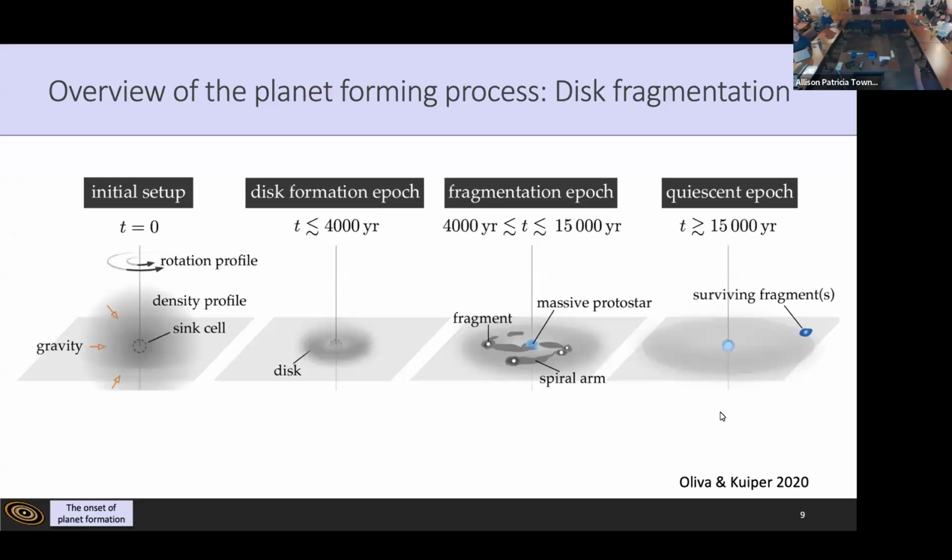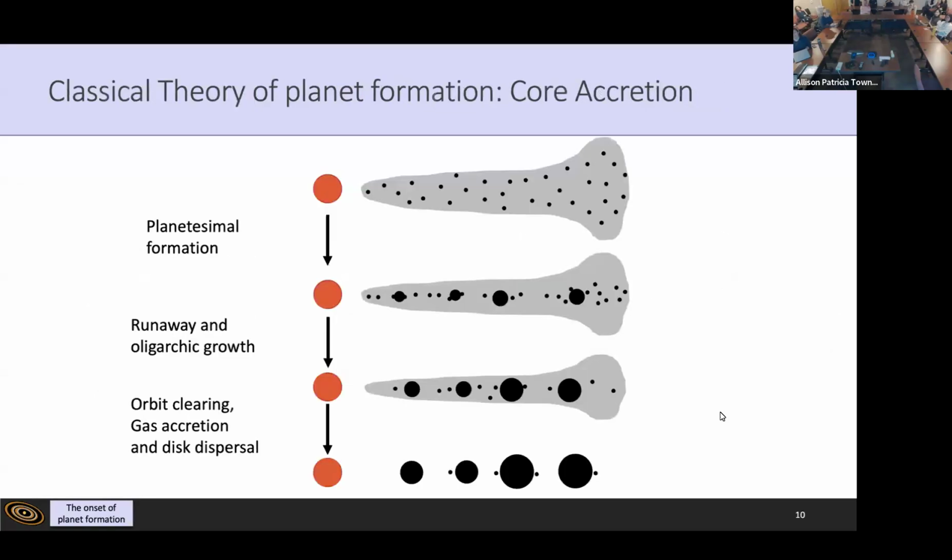This class of models is known as disk fragmentation, and they form the planets from top down. The other group of models forms the planets from bottom up. You start with small dust grains. These dust grains will coagulate and form into larger pebbles, and then continue to grow into planetesimals and then later form planets. One example of these models is the core accretion model.